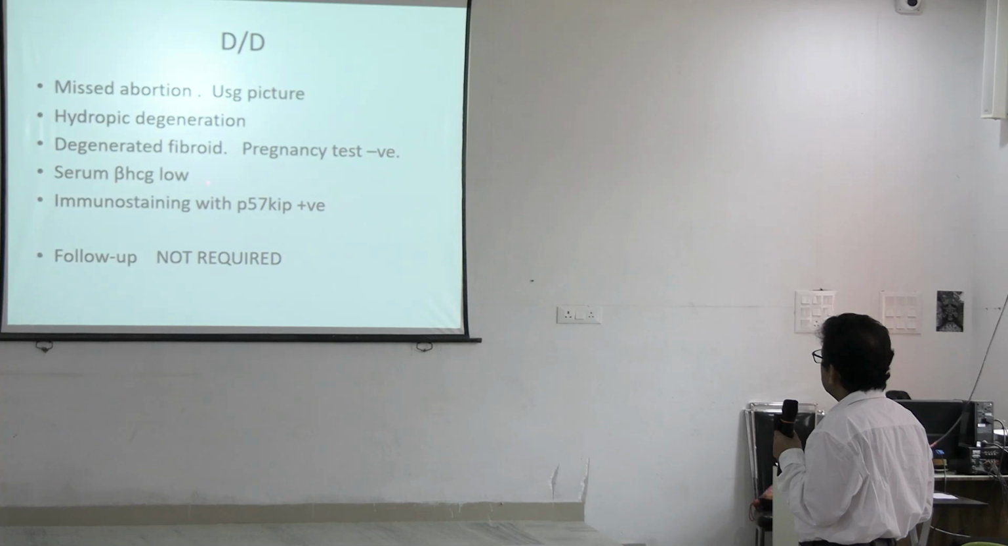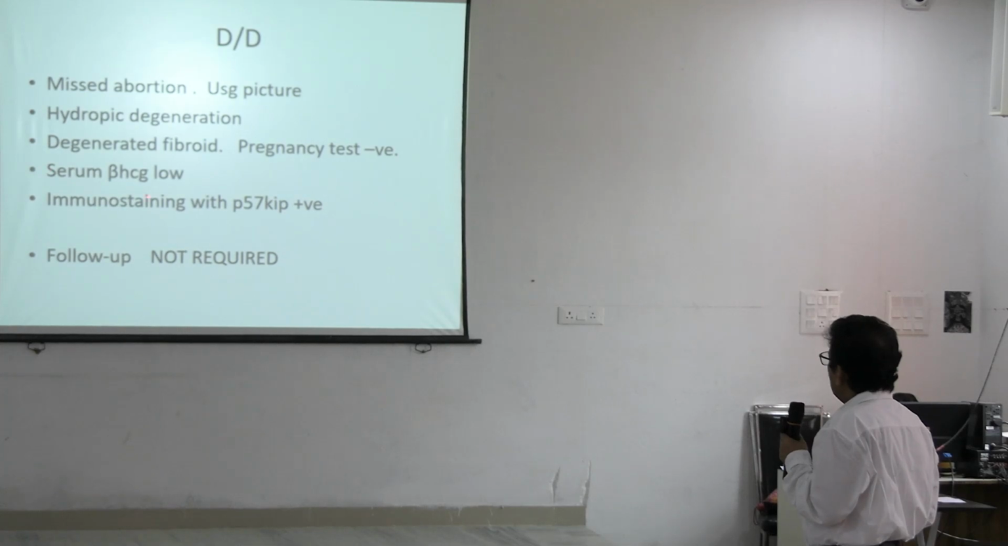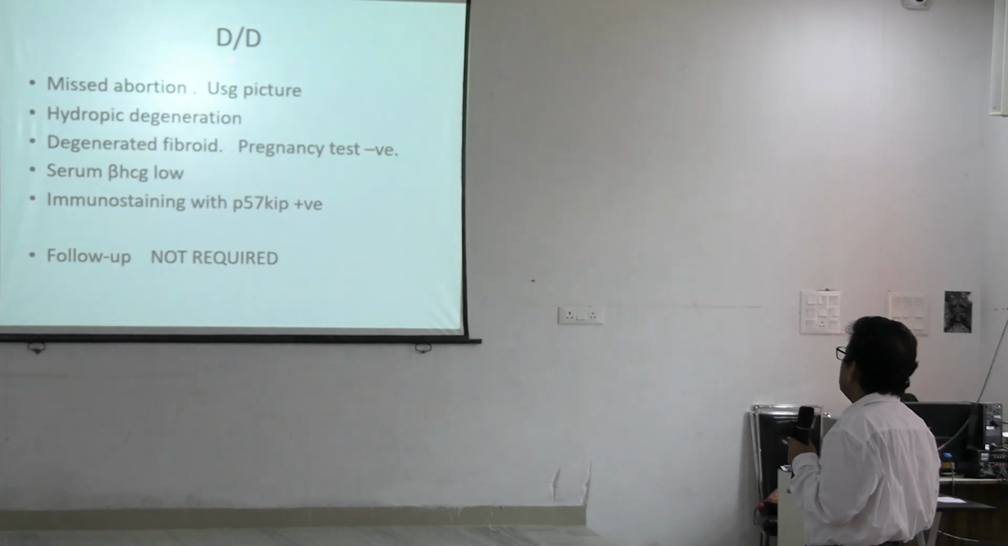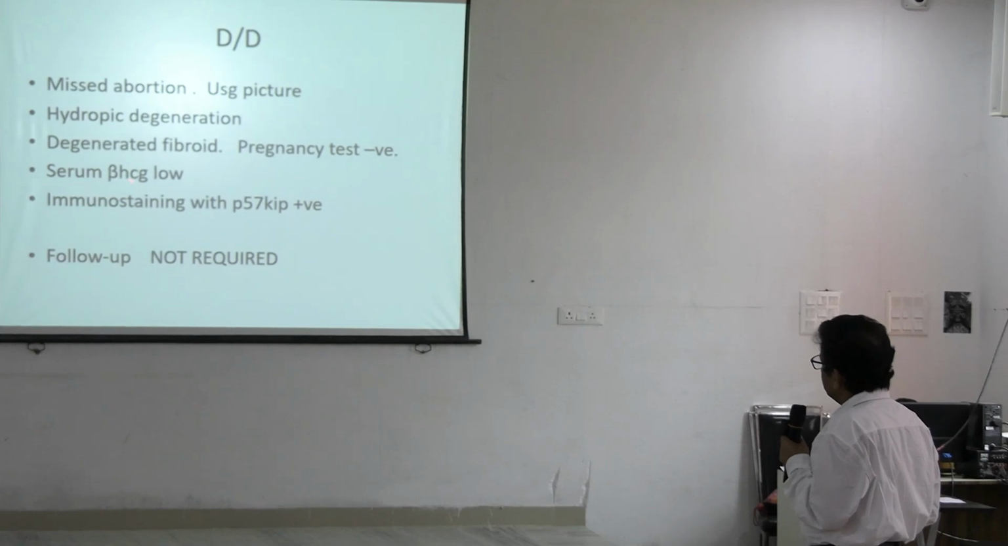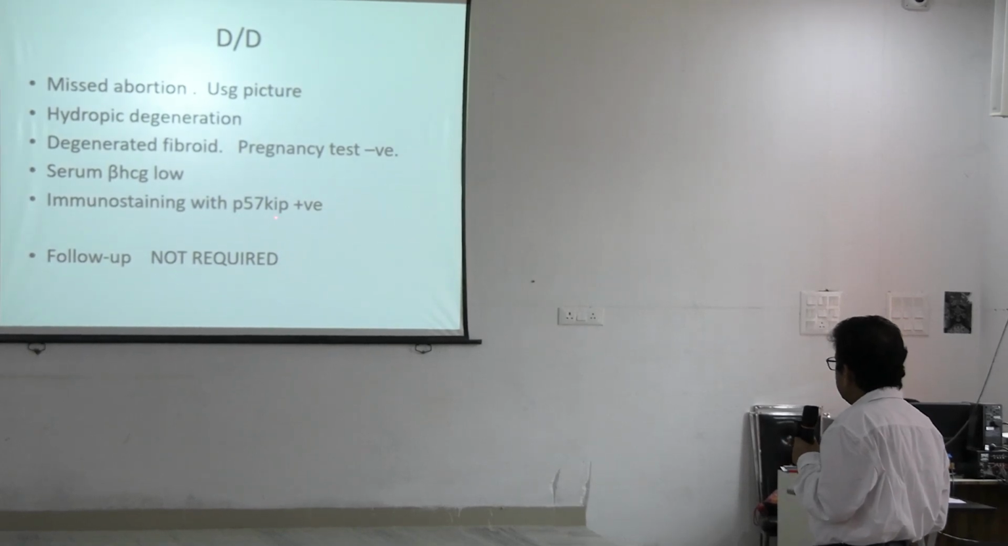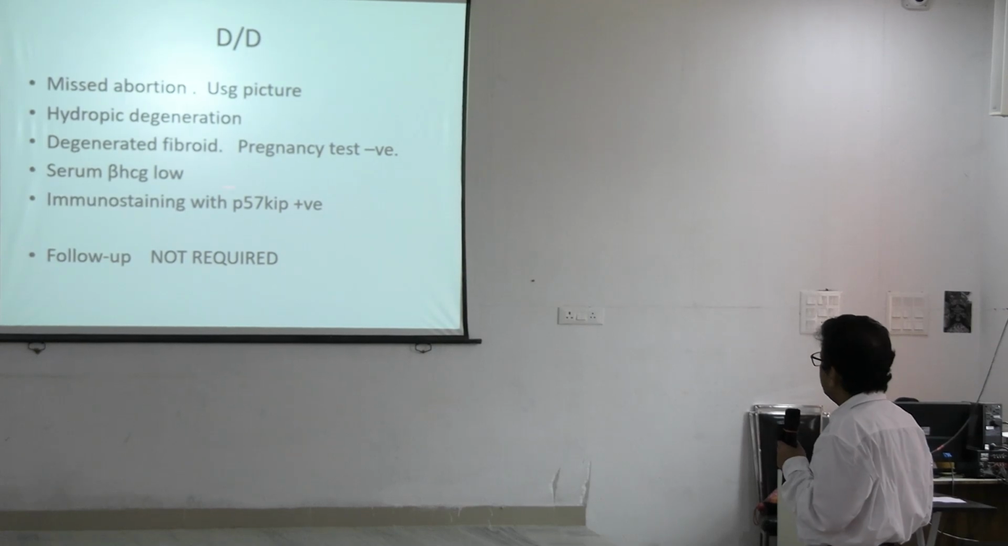So here serum beta hCG is low, but here it is negative. And so in these cases, serum beta hCG will not be as high as occurs with the molar pregnancy or invasive mole. Immunostaining with P57KIP is positive. That I have already mentioned.